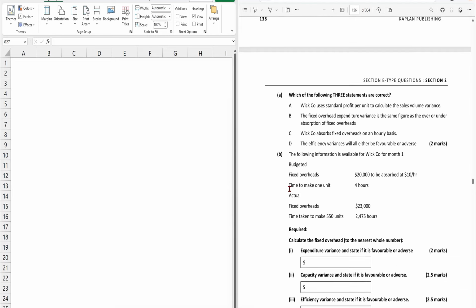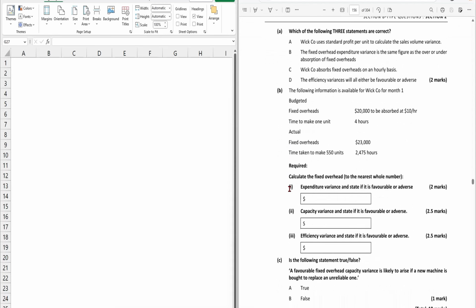Now second, the following information is available for the week, company for month 1. So they have provided the budgeted and the actual figure. Okay, so the first requirement for B is expenditure variance, and state if it is favorable or adverse. See, if you only write down the expenditure variance and don't mention favorable or adverse, you will lose marks. So be careful in this kind of question. If the question has asked you to mark favorable and adverse, then you should mark the favorable and adverse.